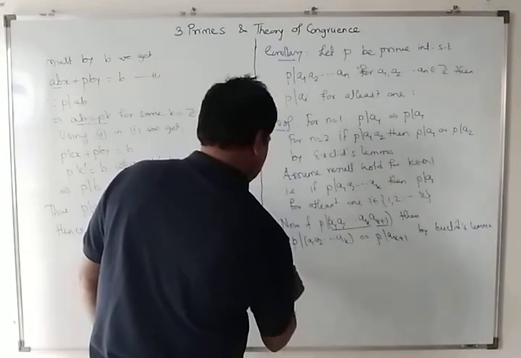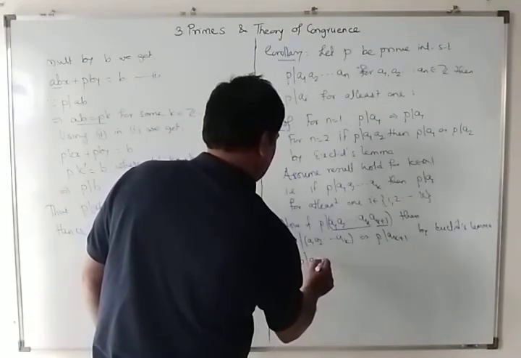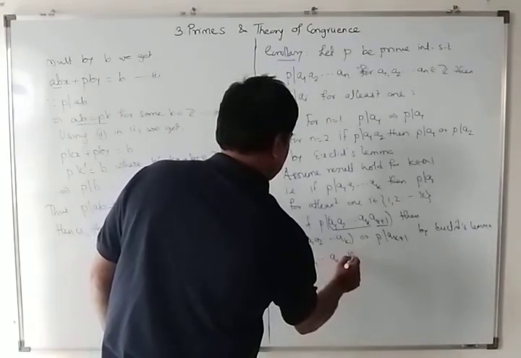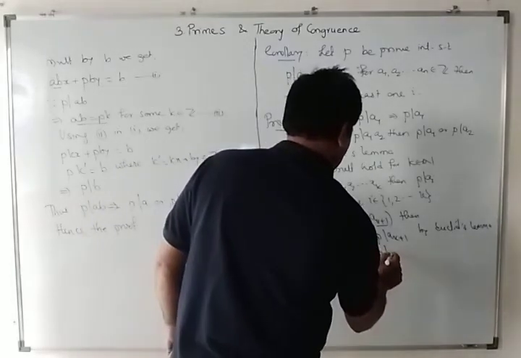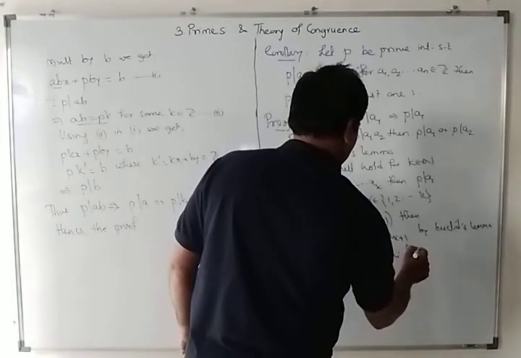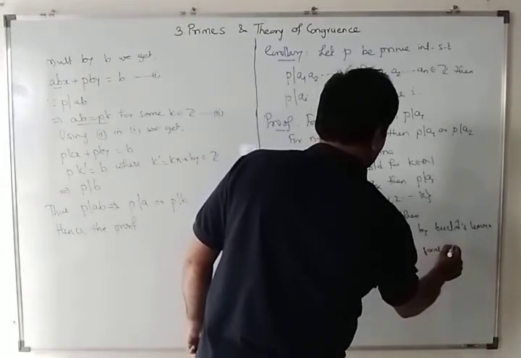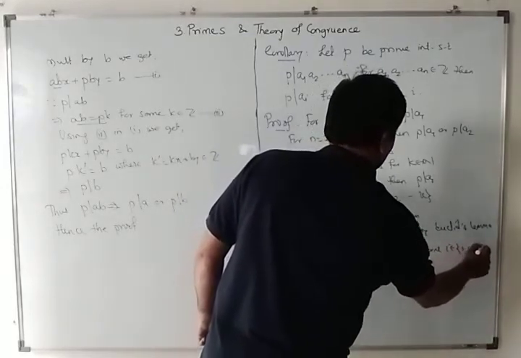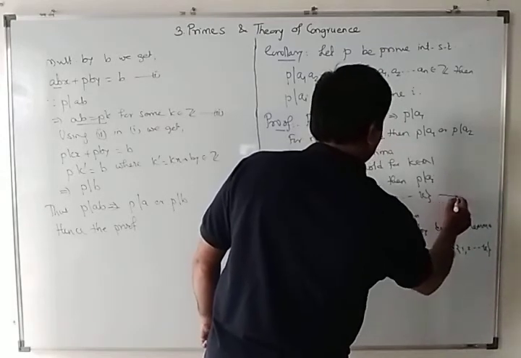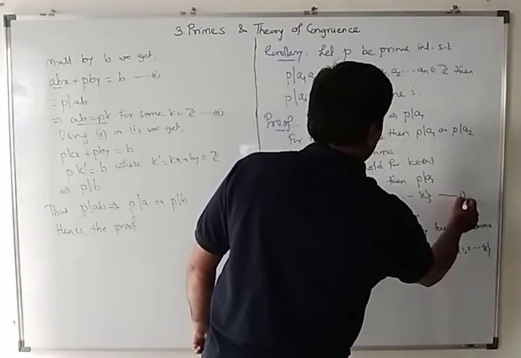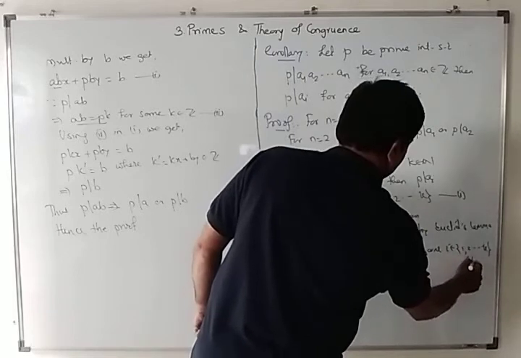If P divides A1 A2 ... AK, then P divides AI for some I belonging to 1 up to K. So this is say 1 by 1.